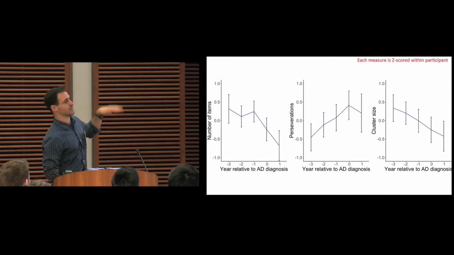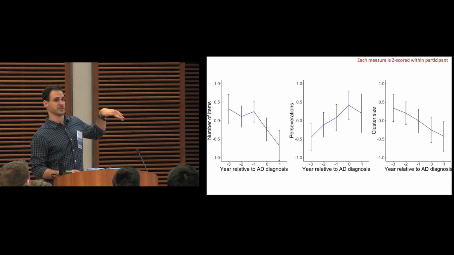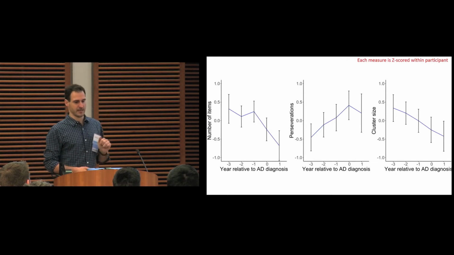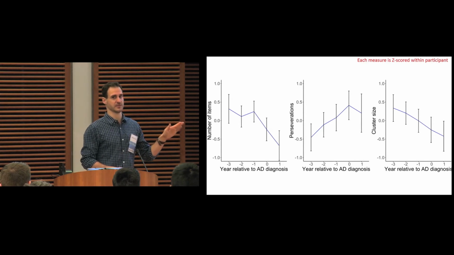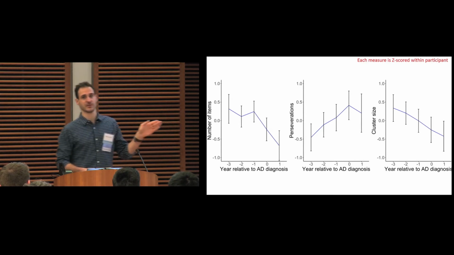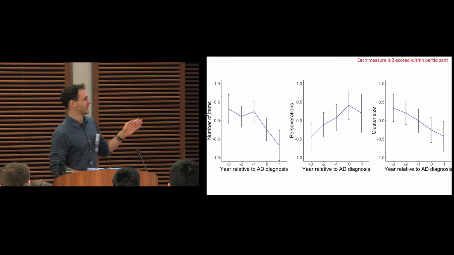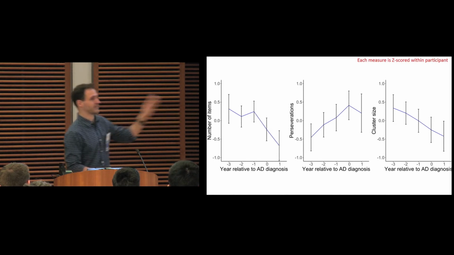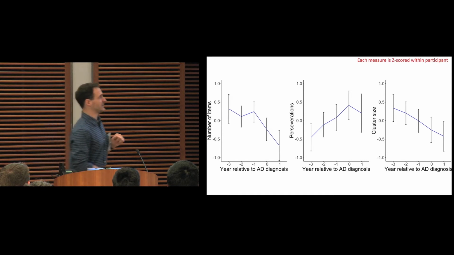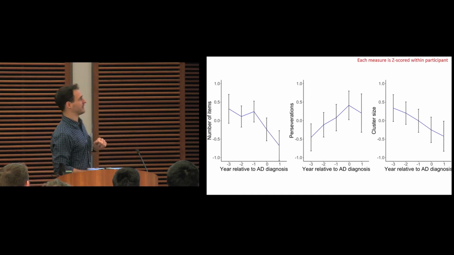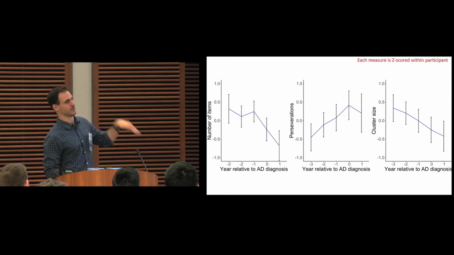But on the y-axis, what I'm doing is z-scoring everything within participants. And on the x-axis, what I'm showing you is the year relative to their first Alzheimer's diagnosis. So year 0 is the first year in which they were diagnosed as probable Alzheimer's. And I'm also showing you 1 year after that, and then 3 years before that, when they were diagnosed as healthy controls. So we seem to replicate a few things found in the literature, which is that over time, patients who are diagnosed with Alzheimer's tend to generate fewer items, they tend to make more perseverations, and they tend to generate smaller cluster sizes.